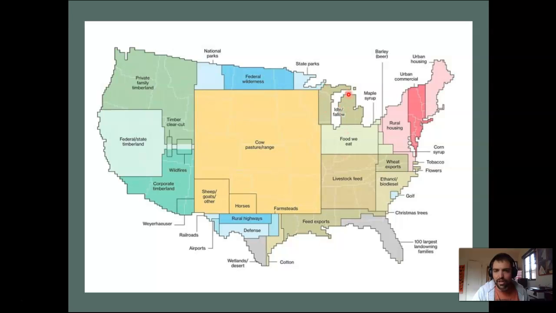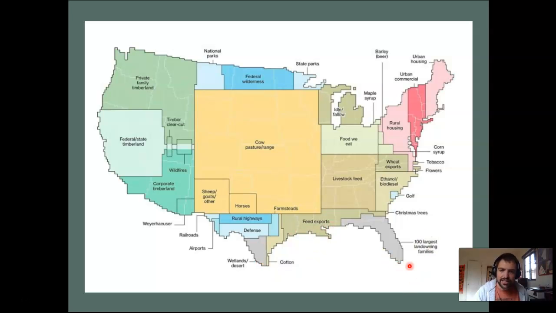Idle, just not being farmed, state parks, national parks, and federal wilderness. A lot of these are in the West. In the East, they don't have a lot of that. Timberland, private family timberland, corporate timberland. So this is a lot of land for timberland. I didn't realize. Defense, wetlands, desert, feed exports.